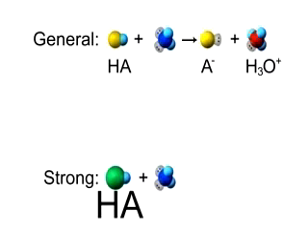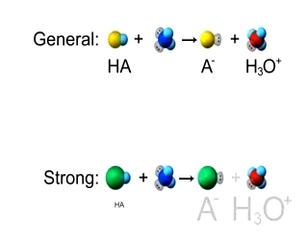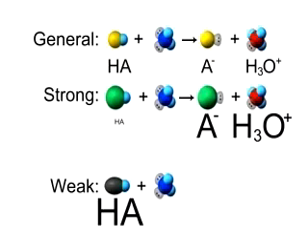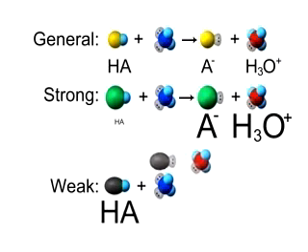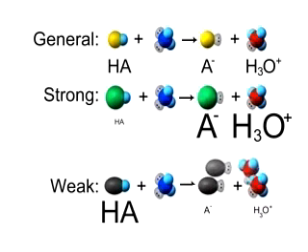The key difference between strong and weak acid dissociation is the final concentration of hydronium ion in solution. Since proton transfer from a strong acid to water is nearly complete, the hydronium ion concentration is essentially the same as the original acid concentration. In contrast, proton transfer from a weak acid to water becomes balanced by proton transfer from hydronium ion to A-. So the final hydronium ion concentration is much less than the original acid concentration.